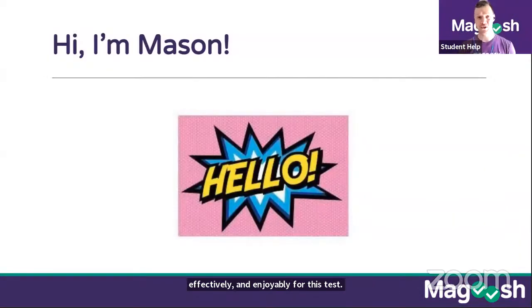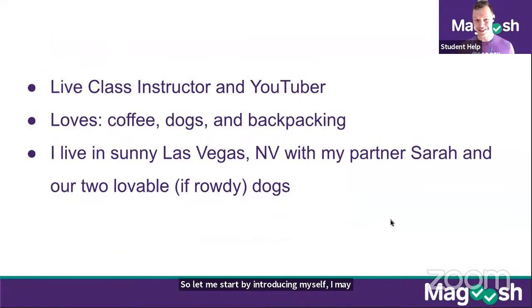So let me start by introducing myself. I'm Mason. I work here at Magoosh, obviously. I work as a live class instructor and on our YouTube team as well. I love coffee, dogs, and backpacking. Those are sort of the three big loves of my life. And I live in, as you can see, very sunny Las Vegas, Nevada with my partner Sarah and our two lovable, if rowdy, dogs. So if you hear any dogs in the background, those are my dogs.